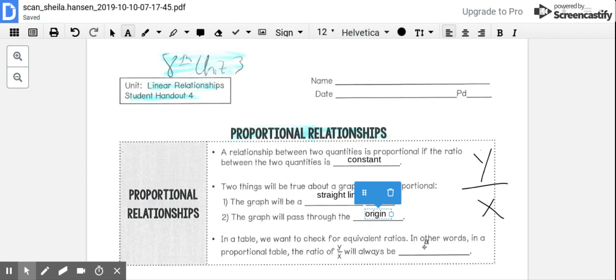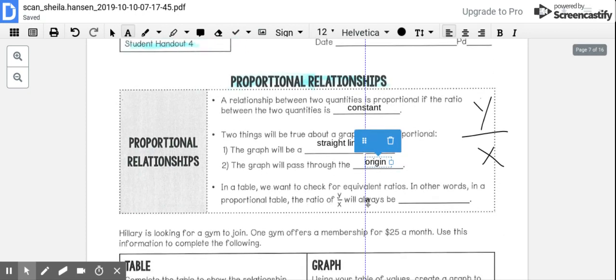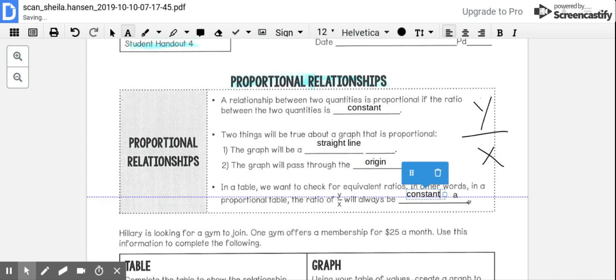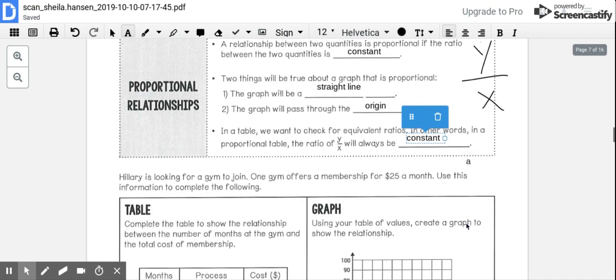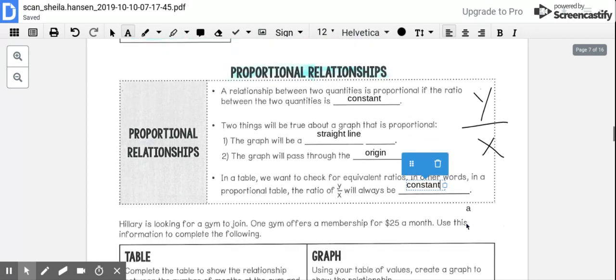It has to be both of those things. And then I guess I got ahead of myself. Down here in a table, we want to check for equivalent ratios. So in other words, if it's proportional, the ratio of y divided by x will always be constant. And it has to be y divided by x, and you have to check them all. So we're going to try a couple of these.